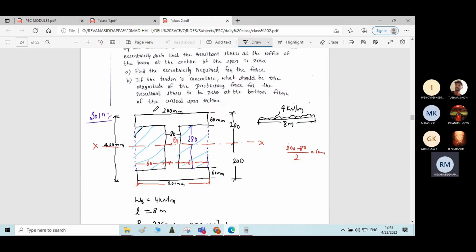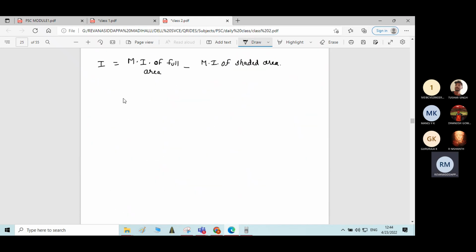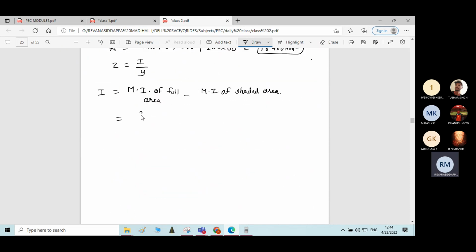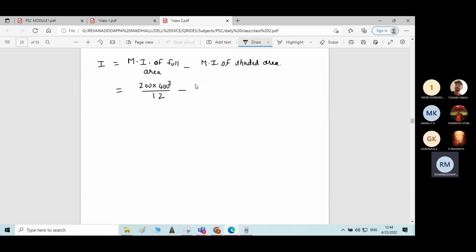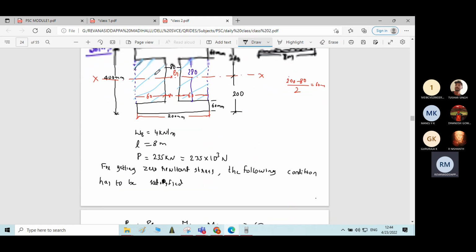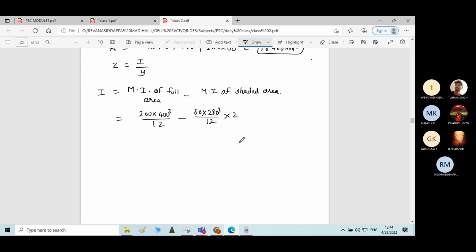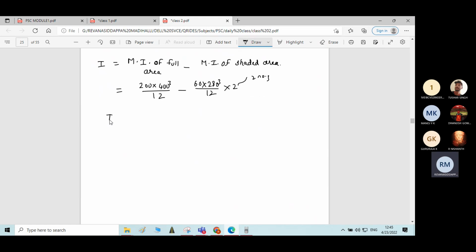So moment of inertia of full area is how much? See, the full area is in the form of a rectangle having depth of 400, width of 200. So moment of inertia of rectangle is BD cube by 12. B is 200, depth is 400. 200 into 400 cube by 12 minus moment of inertia of the shaded area. First you calculate moment of inertia of any one shaded rectangle. The shaded rectangle has width of 60 and depth of 280. So 60 into 280 cube divided by 12 into 2. Why into 2? There are 2 shaded rectangles. For one rectangle I have calculated the moment of inertia, and I have multiplied by 2.